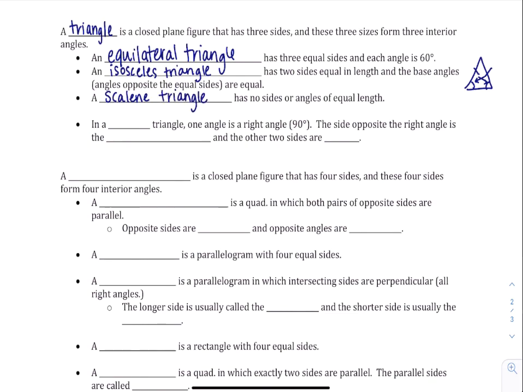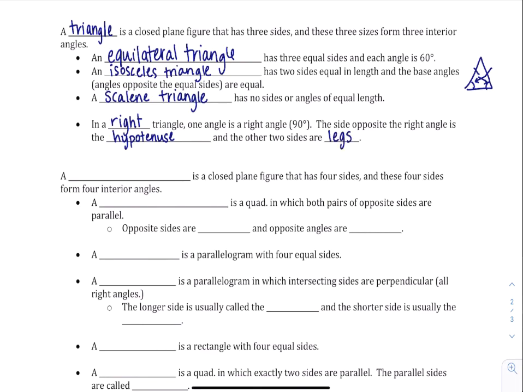A specific type of triangle that we are going to encounter frequently is a right triangle. And a right triangle is just a triangle that has one angle equal to 90 degrees. We call the side opposite that right angle the hypotenuse. That's going to be the longest side. The other two sides are going to be called legs.